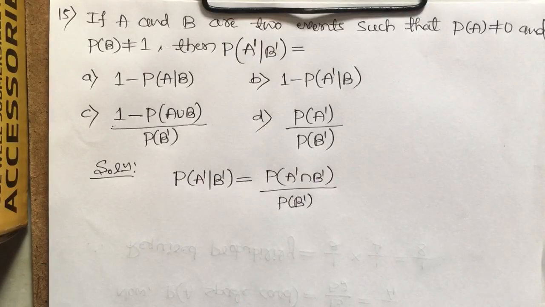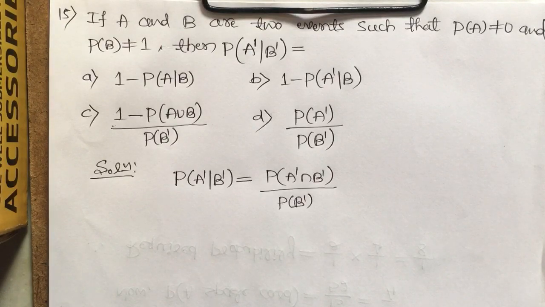Well, the next question is the 15th one. If A and B are two events such that P of A is not equal to 0 and P of B is not equal to 1, then P of A dash by B dash is equal to: the first option is 1 minus P of A by B; second option is 1 minus P of A dash by B; option C is 1 minus P of A union B whole divided by P of B dash; option D is P of A dash whole divided by P of B dash.